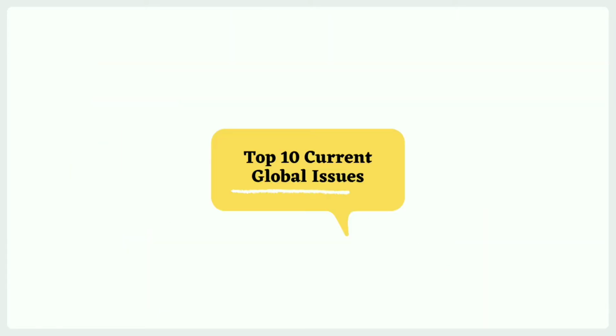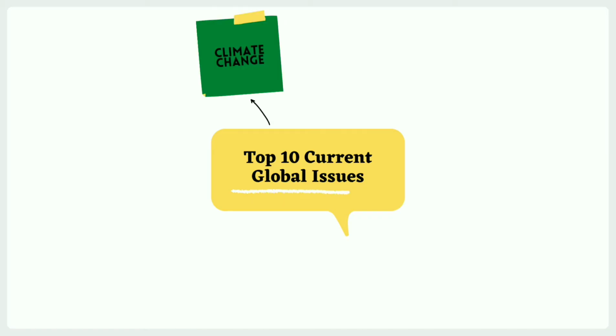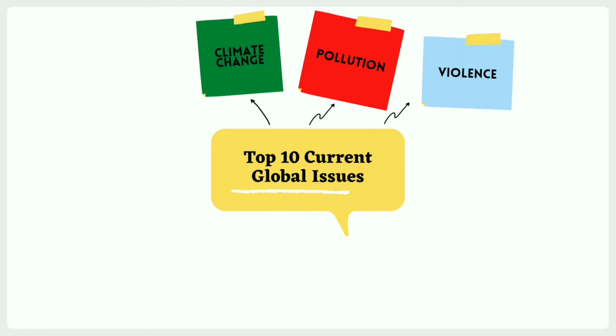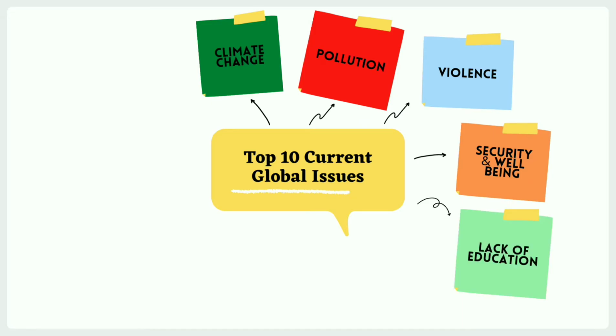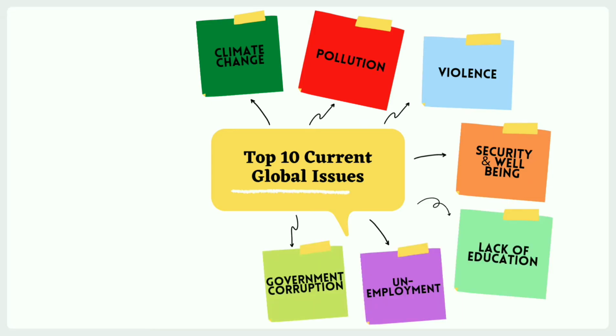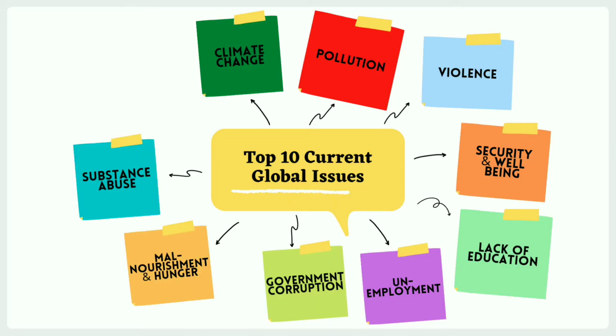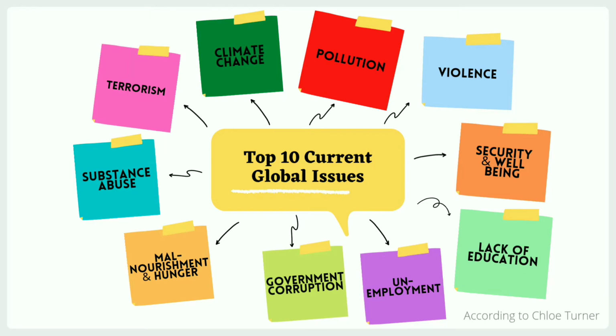Another source for top 10 current global issues is according to Chloe Turner. Number 1, climate change. Number 2, pollution. 3, violence. 4, security and well-being. 5, lack of education. 6, unemployment. 7, government corruption. 8, malnourishment and hunger. 9, substance abuse. And 10, terrorism.